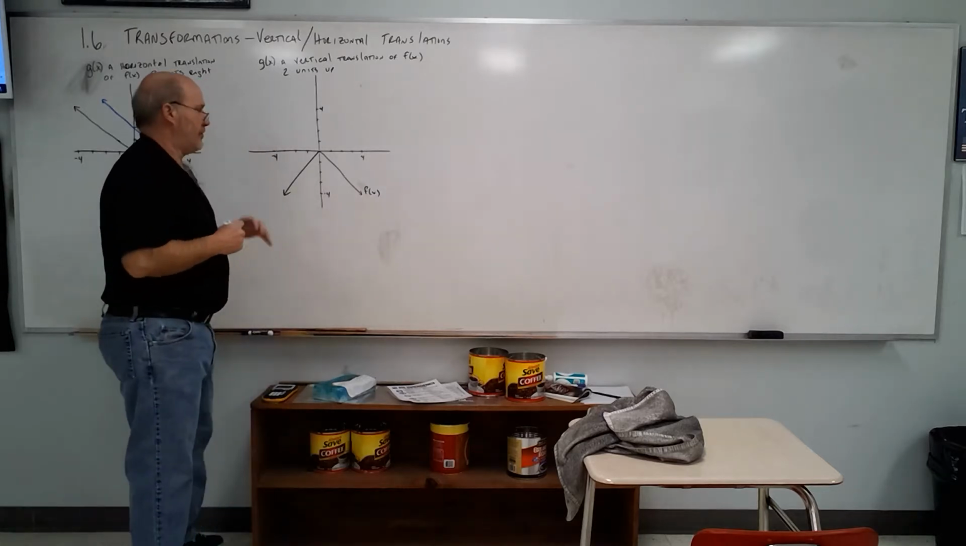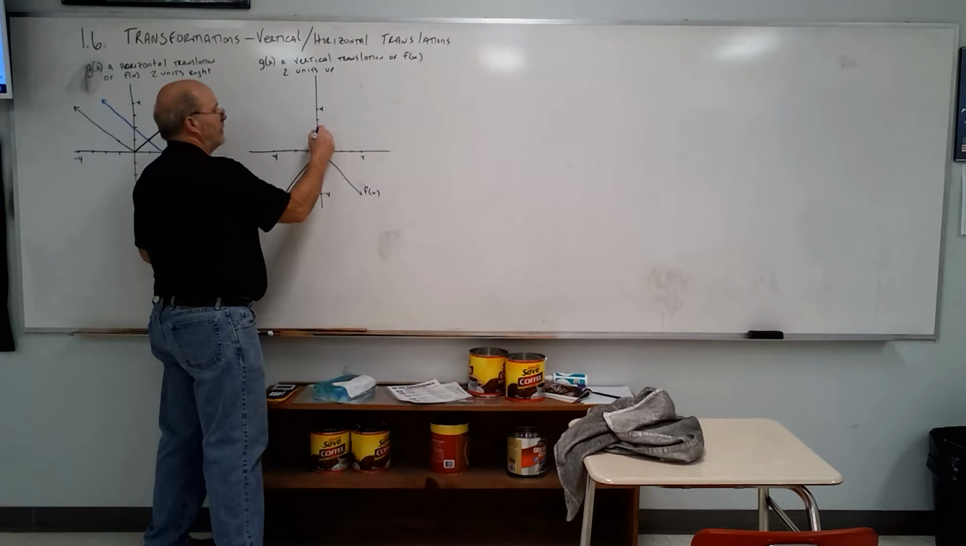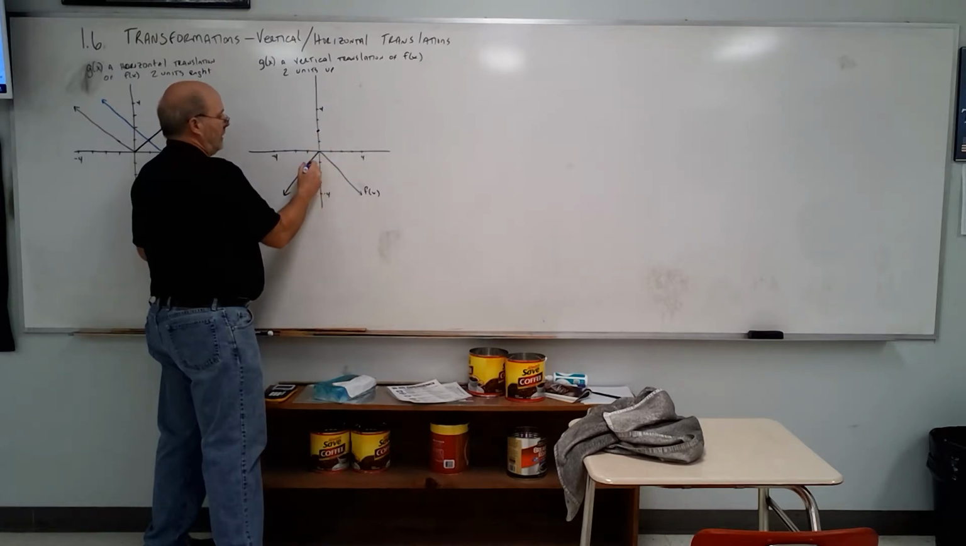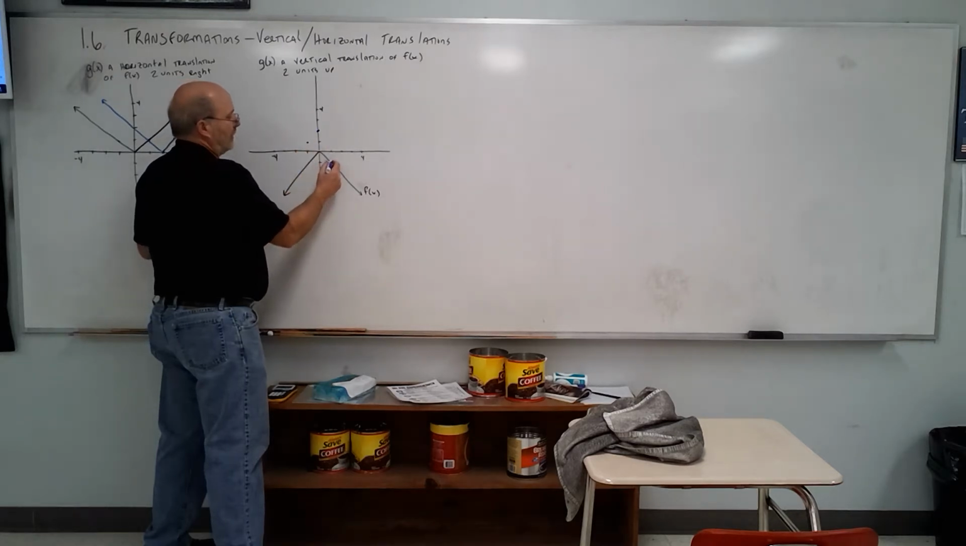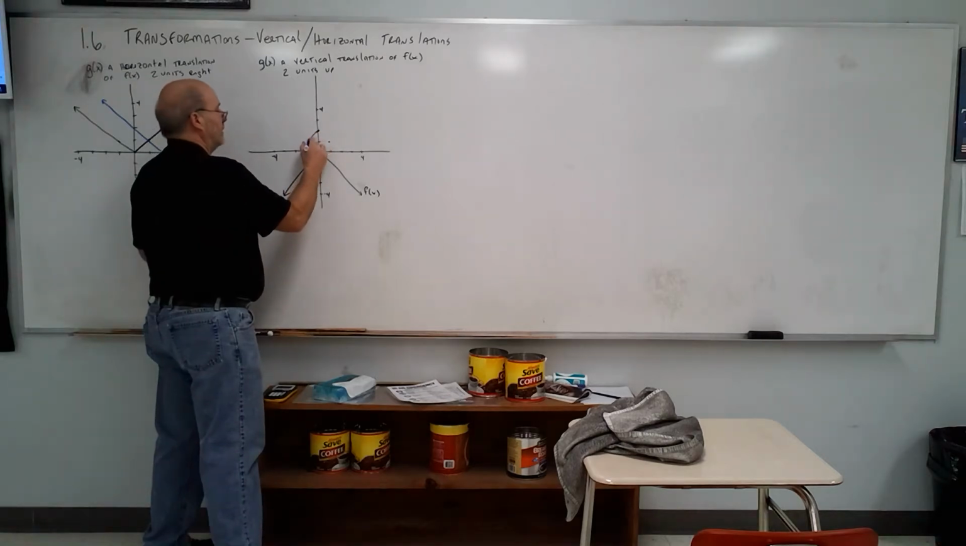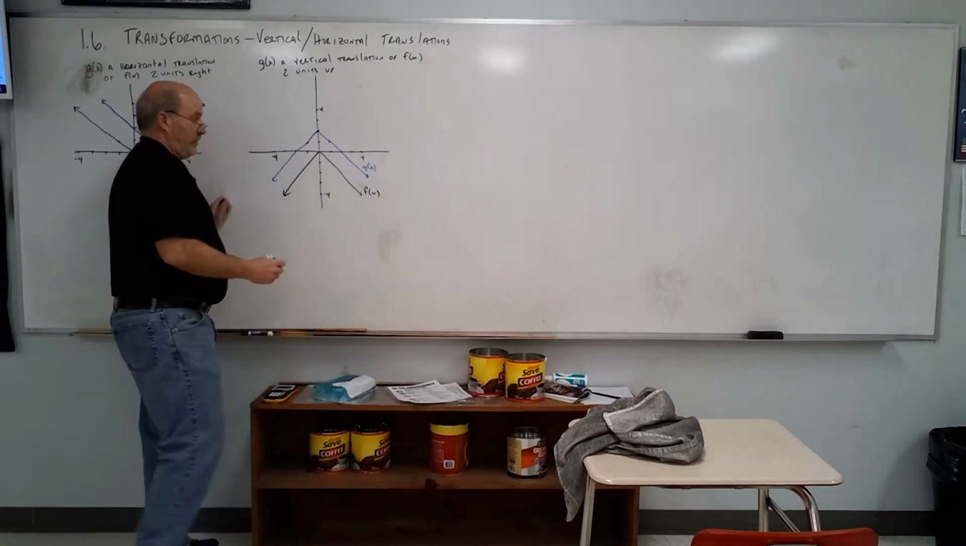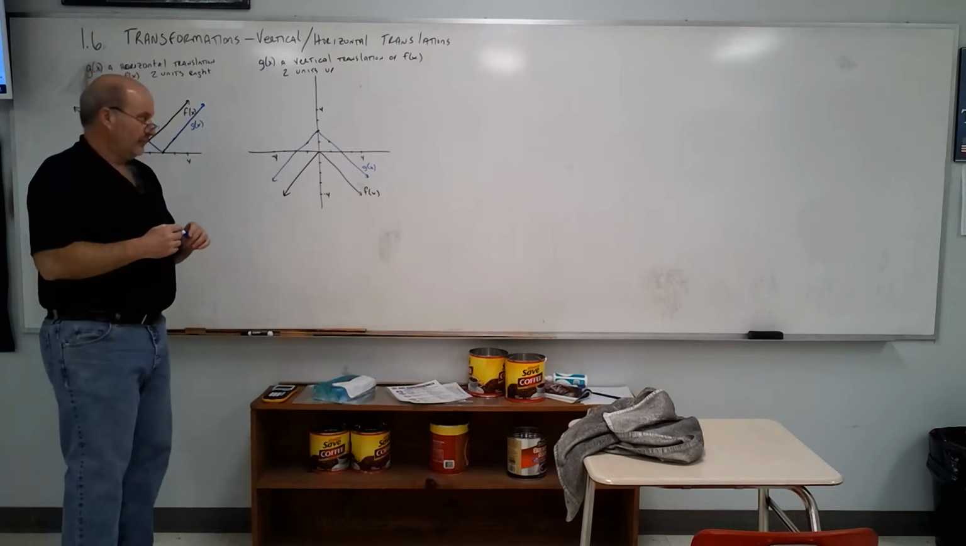Then this translation, this shift, takes every point on the graph of f of x and moves it up 2 units. So the point 0, 0 would move to the point 0, 2. The point 1, 1 would move to the point 1, 3. The point negative 1, 1 would move to the point negative 1, 3. And all the points along the curve would move with it. So the graph of the new function, the transformed function, the translated function, would look like that.